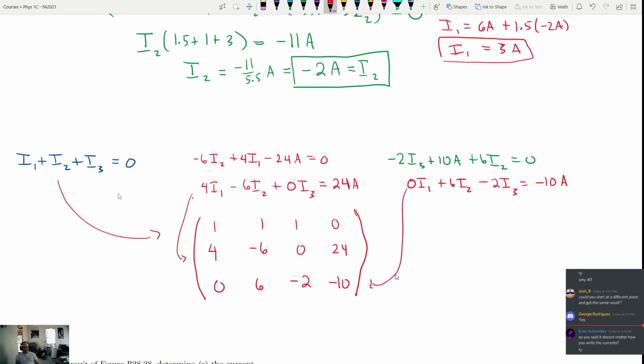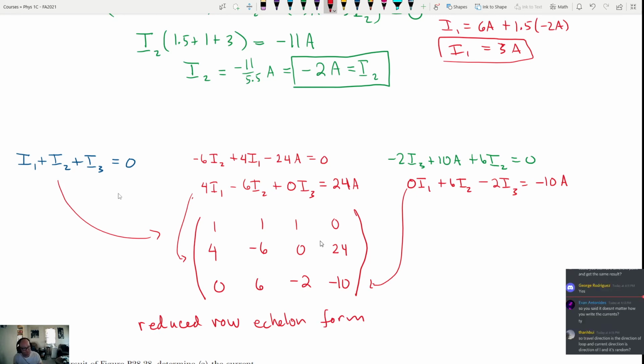And then what we're going to do is we're going to take this matrix and do something that's called reduced row echelon form. Have you all heard of that before? Probably. This is something that you can do on your calculator. Yes, that's exactly right.